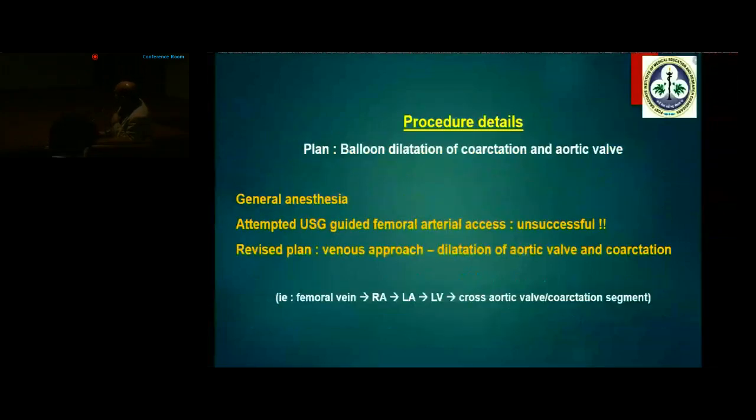So finally, we zeroed down to balloon dilatation of the coarctation and aortic valve. We put the child under general anesthesia. We attempted ultrasound-guided femoral arterial access, which was unsuccessful because there was no significant flow coming when we put the needle. Either it is because of severe spasm of the femoral arteries, or there was a proximal obstruction with thrombus, which might have migrated on both sides.